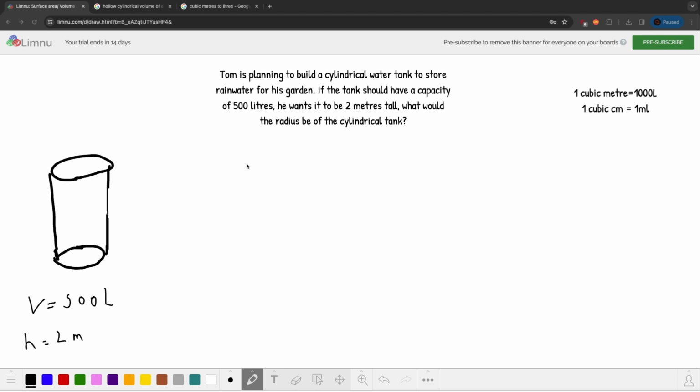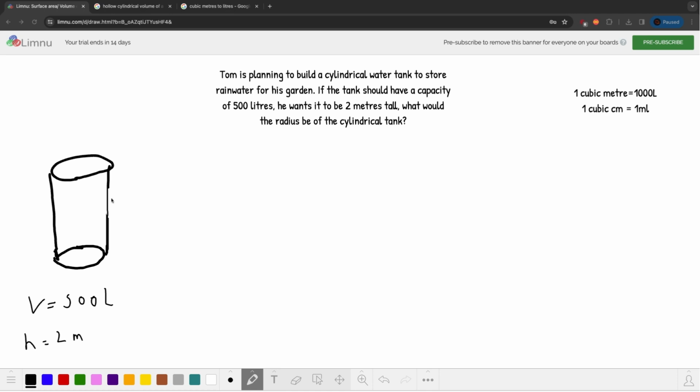See, already, this question is quite weird. We're not asked to find the volume. We're actually asked to find the radius. We're actually already given the volume, matter of fact. We know that the volume is 500 liters and the height is 2 meters.